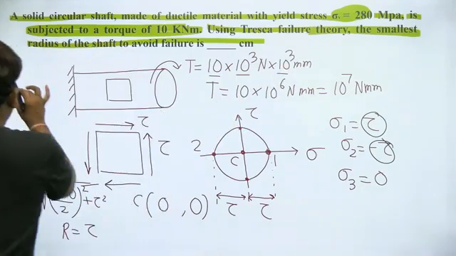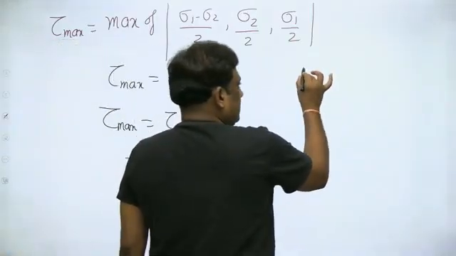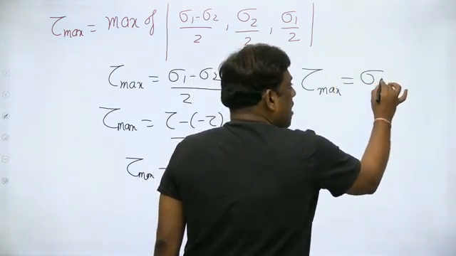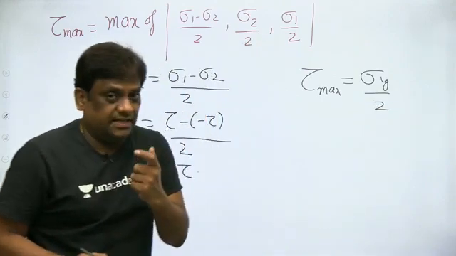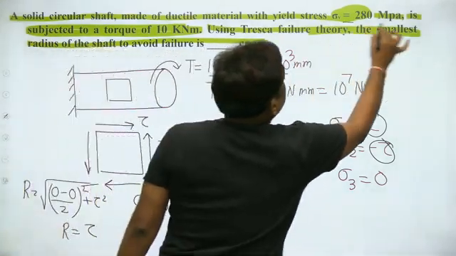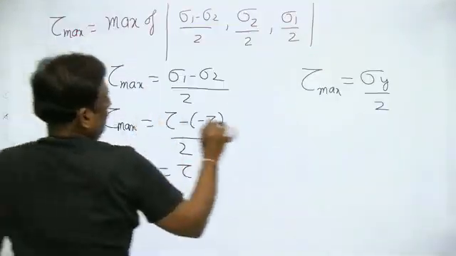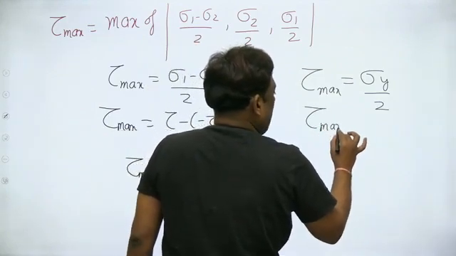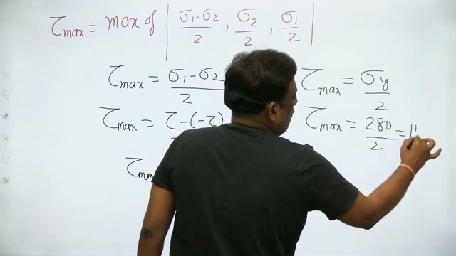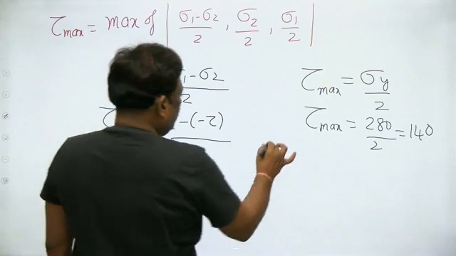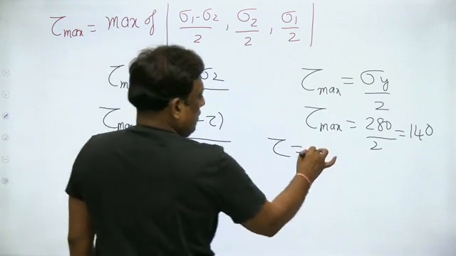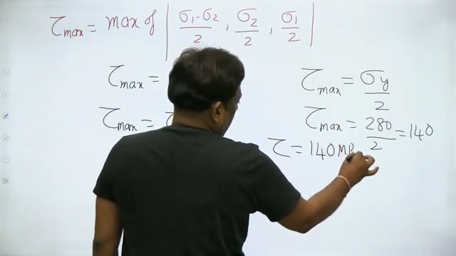Tresca's failure theory. And you know very well, according to Tresca's failure theory, the maximum shear stress is half of yield. The yield is given as in tension, the yield is 280. Therefore, this can be written as tau max is equal to 280 by 2, which is nothing but 140 megapascal. Therefore, the maximum shear stress, which is tau, is 140. No issues at all. 140 megapascal.